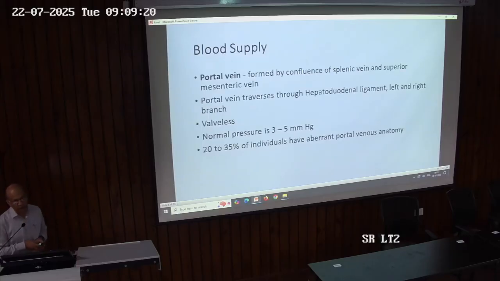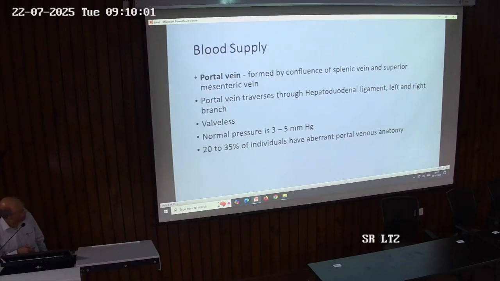So the next is the portal vein, which supplies about 75% of blood to the liver. It is formed by the confluence of the splenic vein with the superior mesenteric vein. Where does this confluence occur? Posterior to the pancreas, and the inferior mesenteric vein normally joins the splenic vein. So the portal vein is formed by the confluence between the splenic vein and the superior mesenteric vein. Once again, this goes through the hepatoduodenal ligament and has two divisions, the right and the left one.